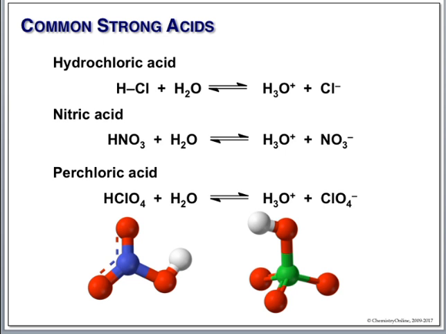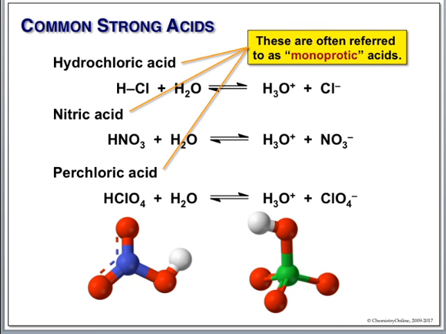If you think about it, this is just nitrate with a hydrogen on one of the oxygens. That's nitric acid. Very strong acid, very corrosive. Perchloric is even stronger, actually. This is perchloric acid, so ClO4 is chlorate. Put a hydrogen on one of the oxygens. Very, very strong acid. Now these are all referred to as monoprotic acids. Monoprotic means we have one proton to donate.